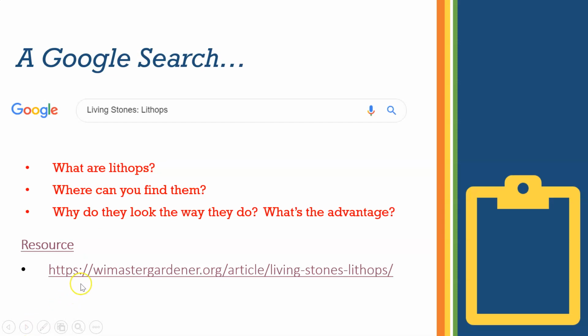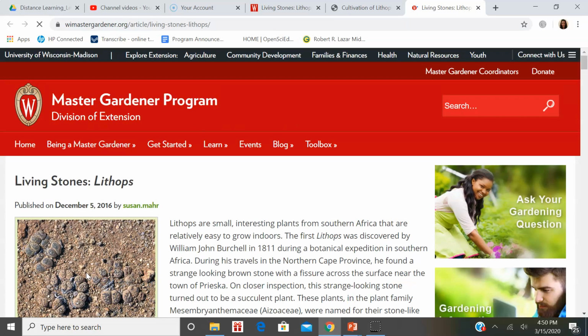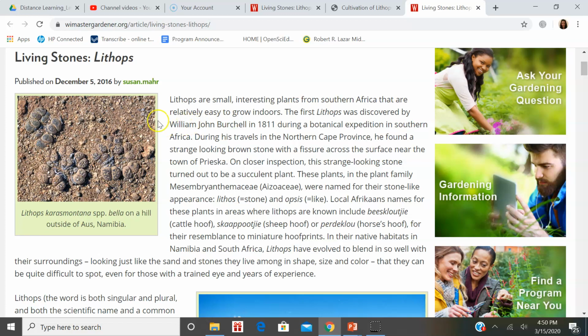Now, here's a website that you might have come across during your search. I'm going to click so we can link out. It's from the University of Wisconsin-Madison. And it actually says that lithops are small plants from southern Africa. The first lithops were discovered by William John Burchell during a botanical expedition in southern Africa. When he was traveling, he found this strange-looking brown stone with a fissure across the surface. But on closer inspection, these strange-looking stones turned out to be a succulent plant.